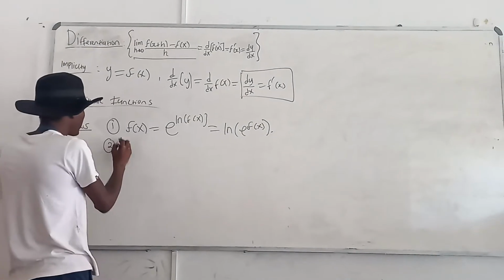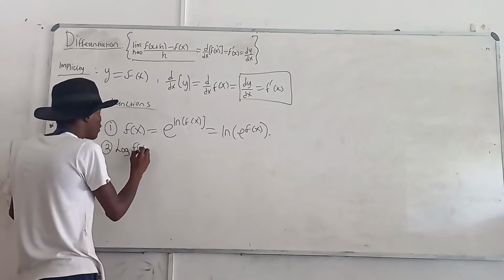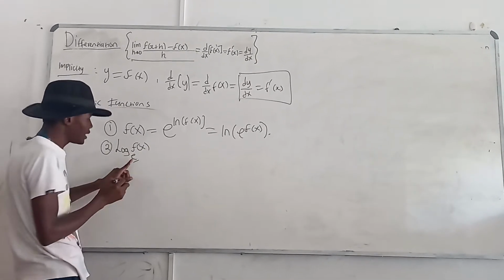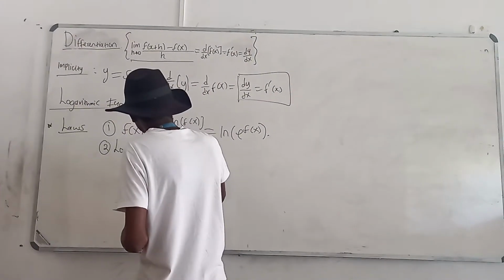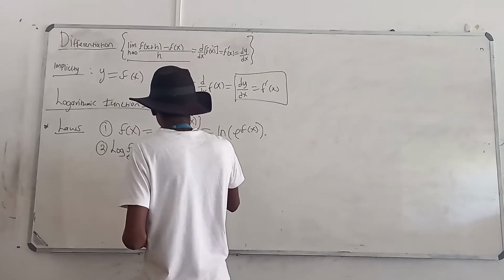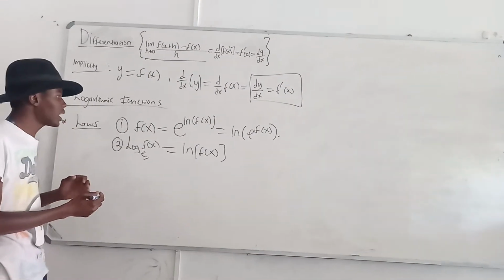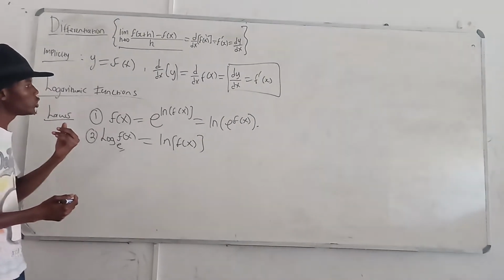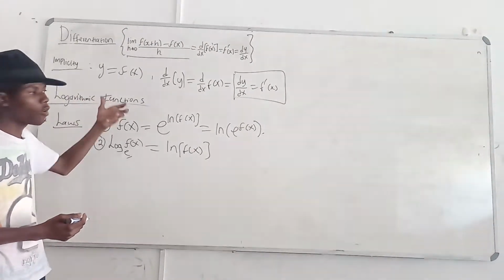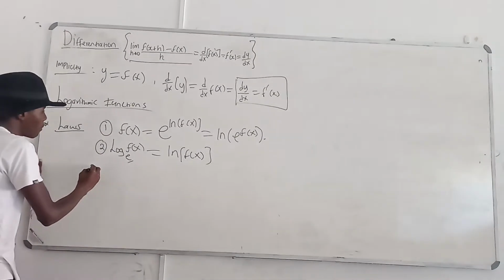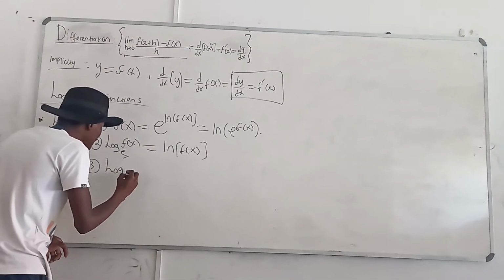Whenever we have the log of f of x with base e, it's a natural logarithm. This one is always equivalent to the ln of the function. These two are very important, especially when we are going to exponentials or deriving functions of exponential form. We need this law.